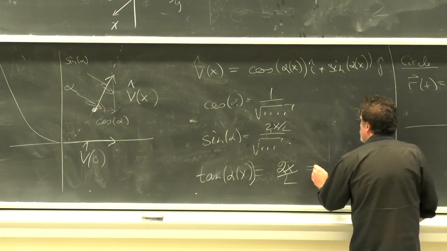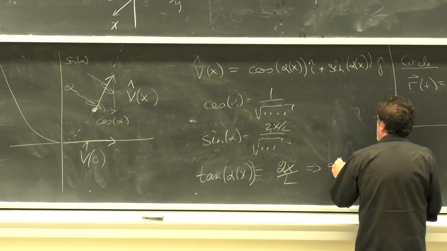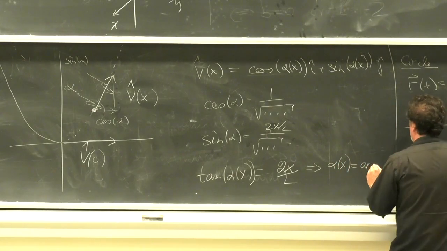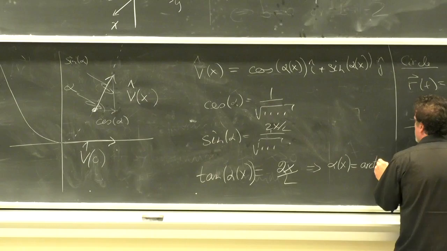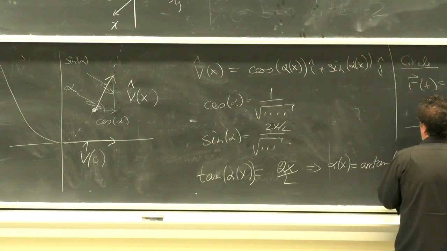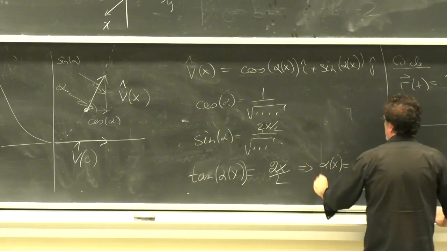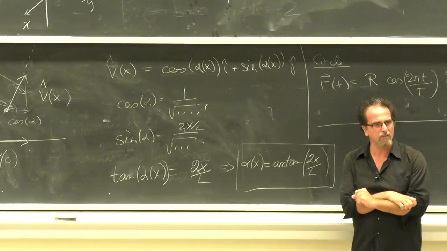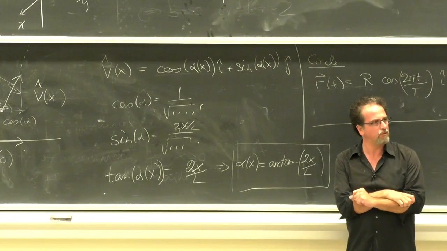Which tells you that alpha of x, the angle you're pointing in, is simply the arctan of 2x over L. Which is a really simple expression. It's really a simple expression.